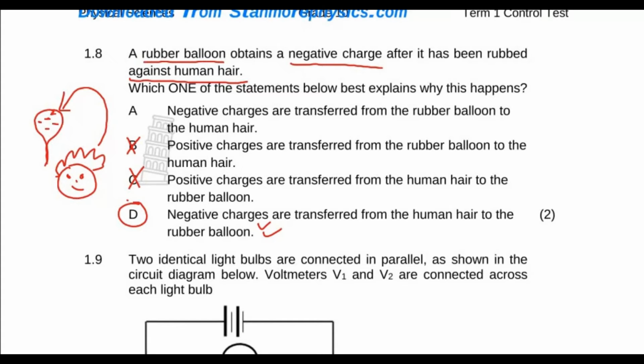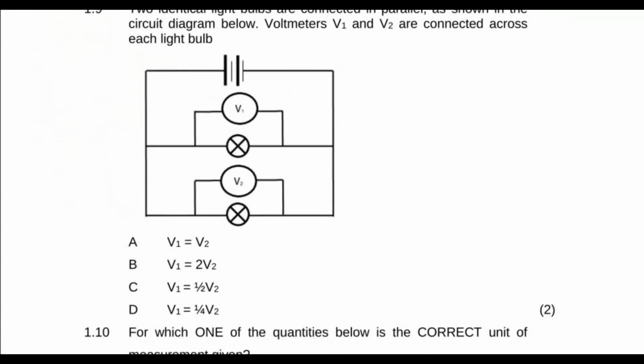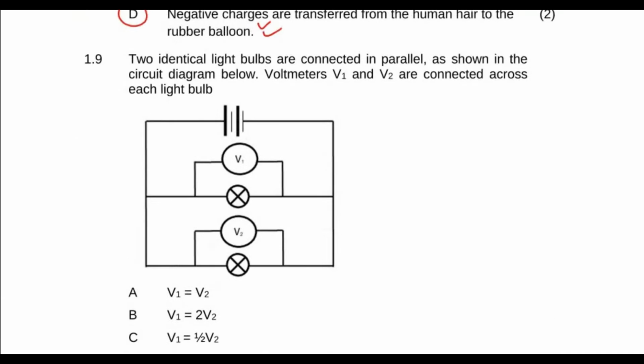Let's move on to another question. Two identical light bulbs are connected in parallel, as shown in the circuit diagram below. Voltmeters V1 and V2 are connected across each light bulb. A voltmeter is always connected across. That means it's always connected in parallel to a circuit element.